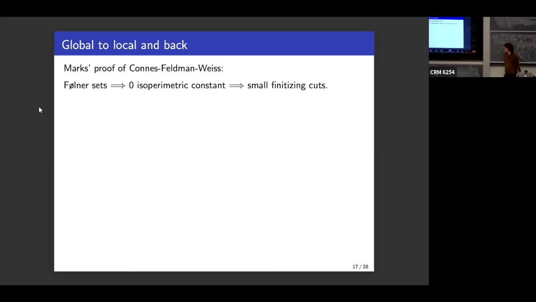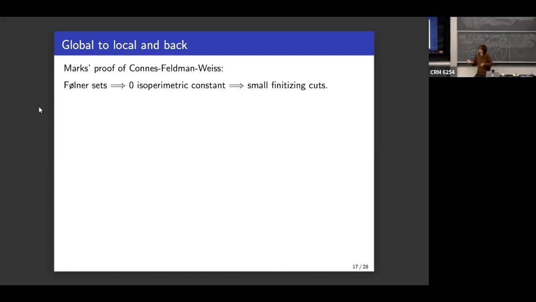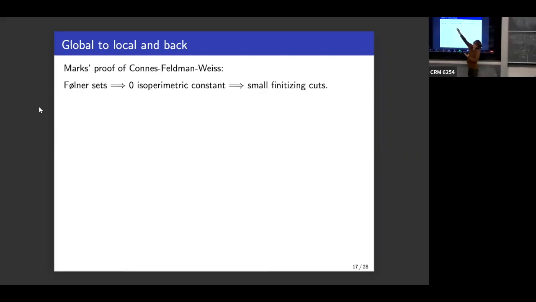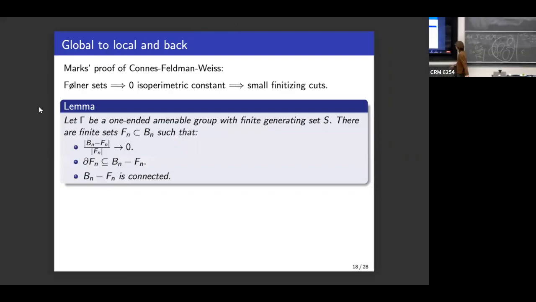So of course, you can't go directly from zero isoperimetric constant to small connected finitizing cuts, since we have these two-ended examples that you can't possibly adapt to make sense in any meaningful way. So we need some connected version of the isoperimetric constant. And to get that, we want some connected version of being Følner. So what's the connected version of being Følner going to be?